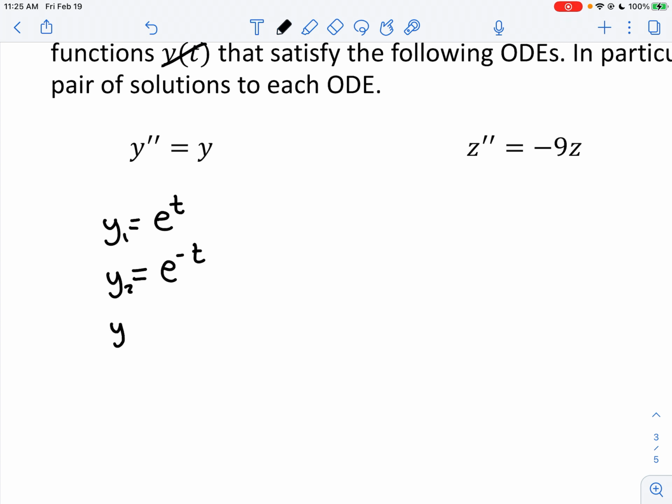Another possible answer here is the hyperbolic sine. If you recall, when you differentiate hyperbolic sine, you get hyperbolic cosine. And when you differentiate hyperbolic cosine, you go back to hyperbolic sine. So the second derivative of hyperbolic sine is back to hyperbolic sine. That's also true for hyperbolic cosine. So here's another possible answer.